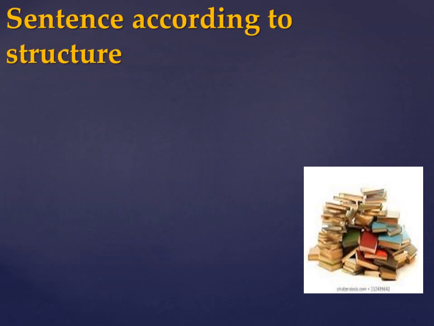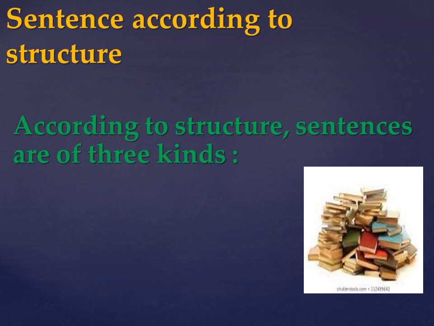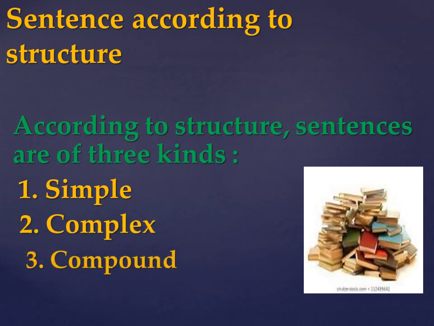Now, I will focus on the kinds of sentences according to structure. A sentence may be structured in many ways, and based on this there are three kinds of sentences according to structure. According to structure, sentences are of three kinds. Number one, simple sentence; number two, complex; and number three, compound sentence.